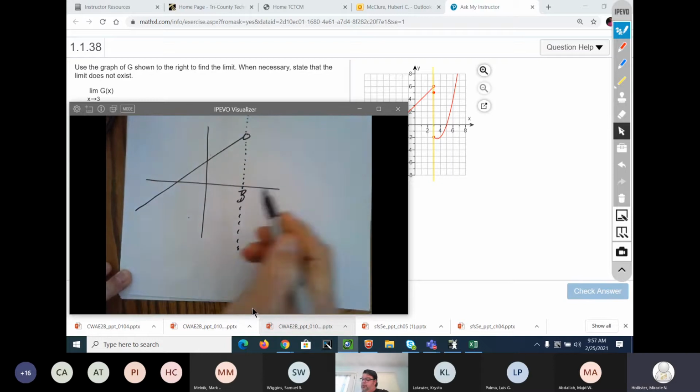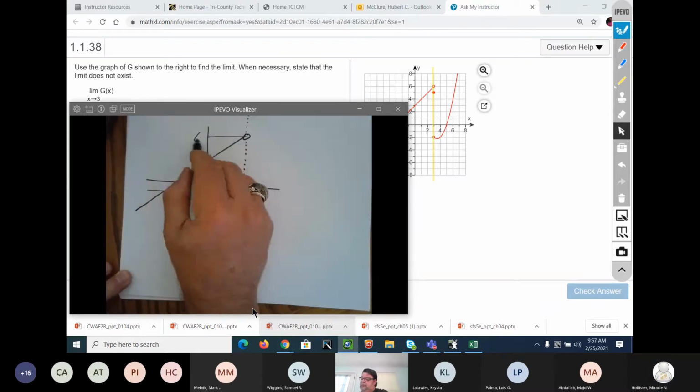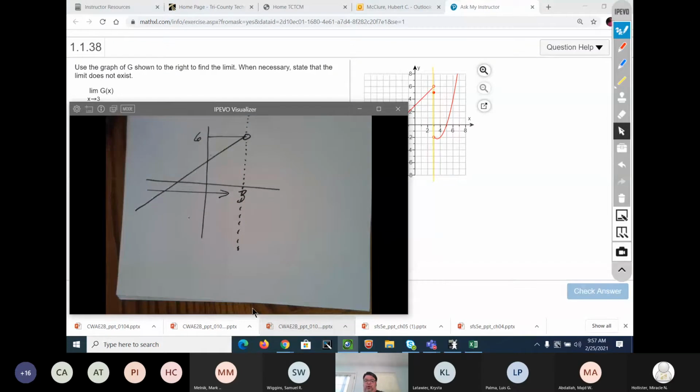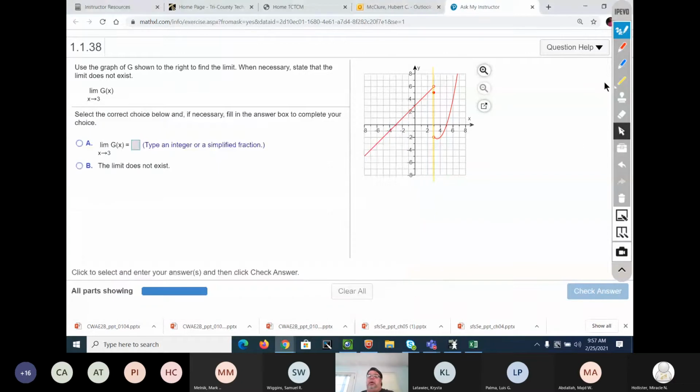Here's 3, and I'm approaching from the left side. I'm approaching 6. All right, now we're going to approach 3 from the right side. So I'm going to take my cursor, and at 8, I'm way up here. At 6, I'm right about there. At 5, I'm right there at 0. At 4, I'm down here at -2.